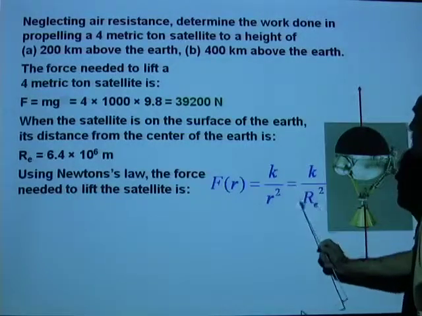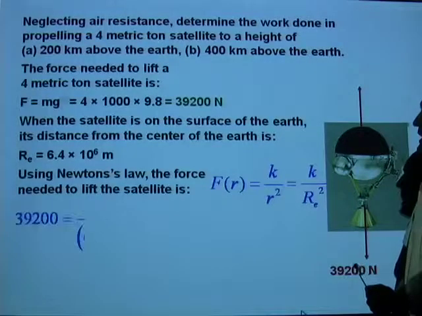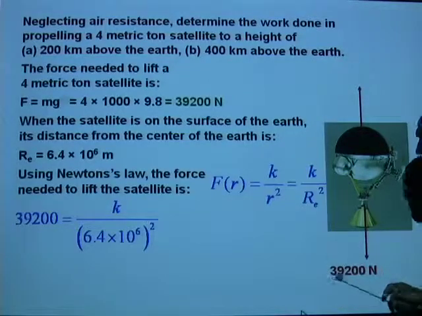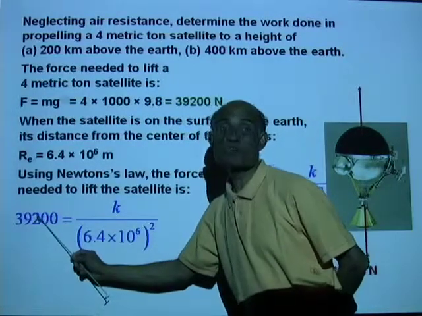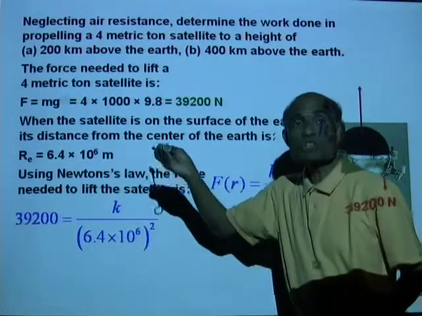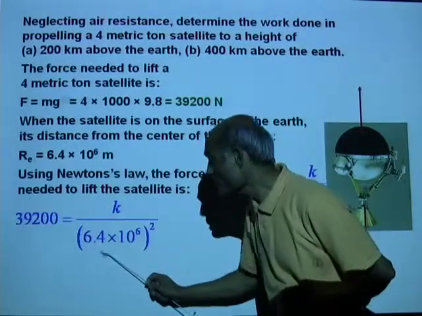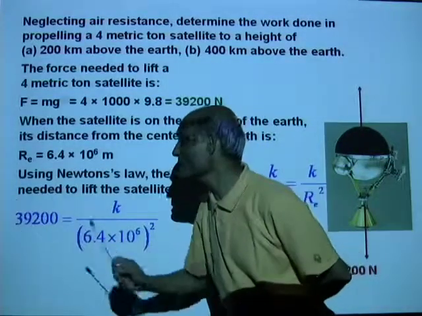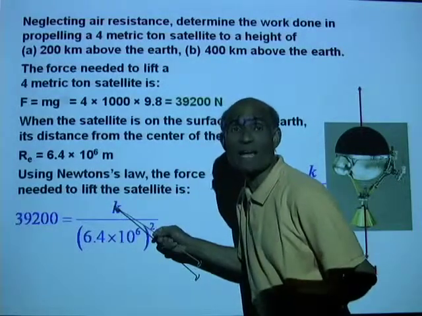On the surface of the Earth, it is K over RE squared. That is, you see, the weight of the object on the surface of the Earth is this 39,200. Remember, this 39,200 is the weight of the satellite only on the surface of the Earth. As it is lifted away, its weight will be something less than that. So, when the distance equals the radius of the Earth, the weight of the satellite is 39,200. We can use now these two values to find K.